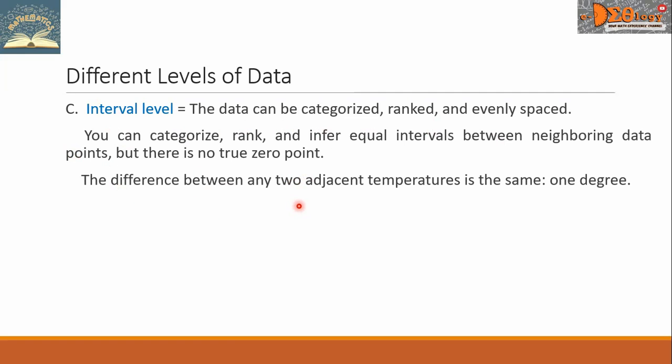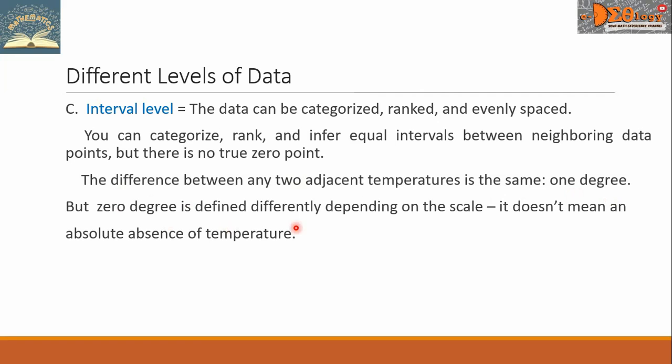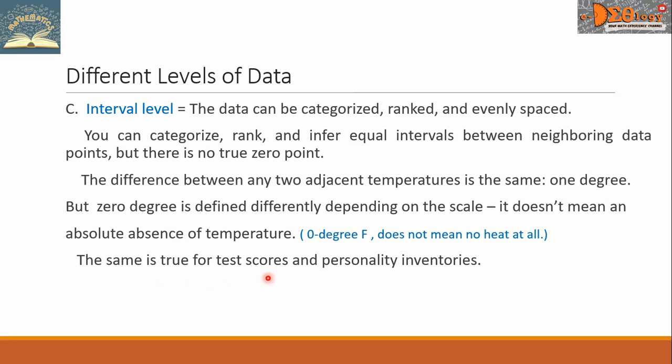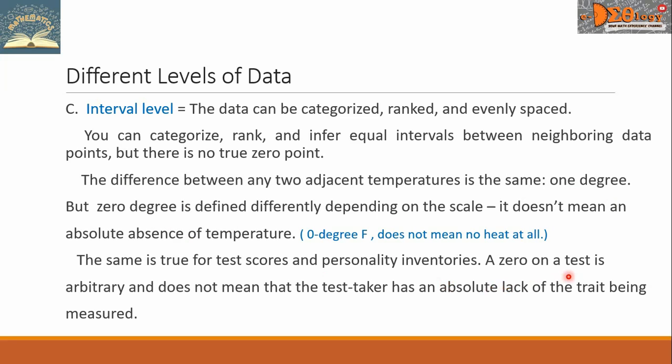The difference between any two adjacent temperatures is the same, that is 1 degree. But 0 degree is defined differently depending on the scale. It doesn't mean an absolute absence of temperature. For example, 0 degree Fahrenheit does not mean no heat at all. The same is true for test scores and personality inventories. A zero on a test is arbitrary and does not mean that the test taker has an absolute lack of the trait being measured.